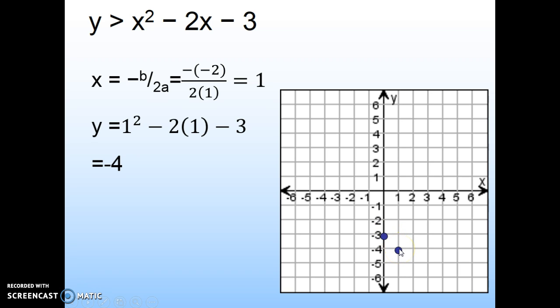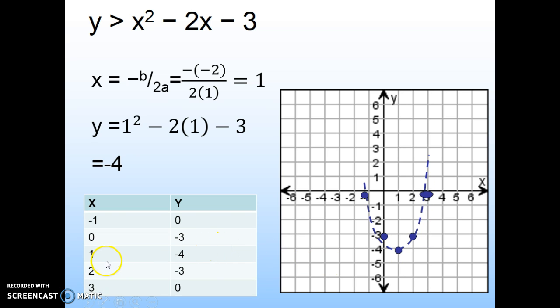To find 5 other points on the graph, we're going to create a table with our vertex being the middle number. So 1, negative 4 is our middle number. We pick 2 numbers less than 1 and 2 numbers greater than 1. And to find the output, we plug them into our equation.